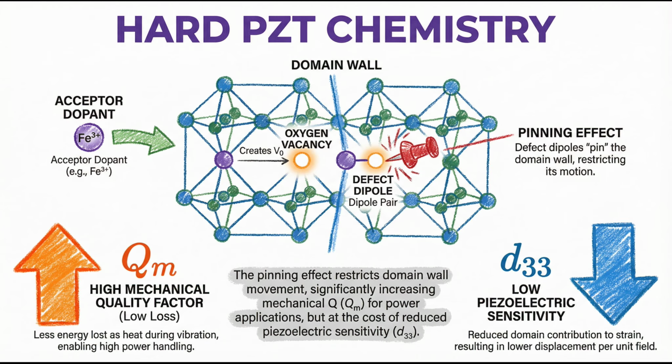Hard PZT is the opposite. Acceptor dopants are added to chemically pin the domain walls, preventing movement. This lowers sensitivity but dramatically increases QM, allowing for high power use with minimal heat.